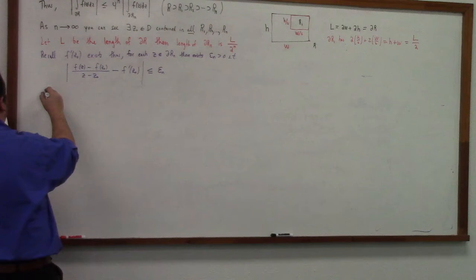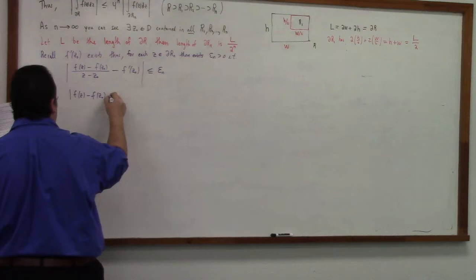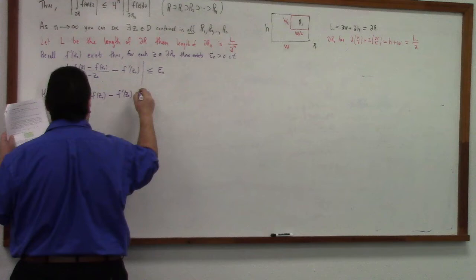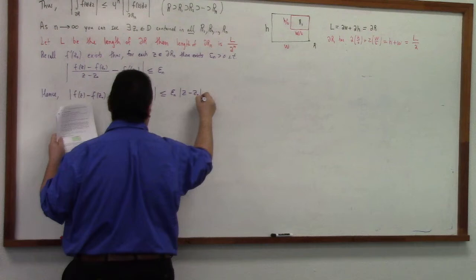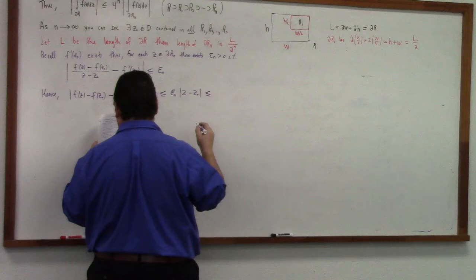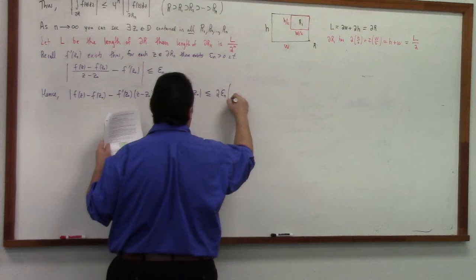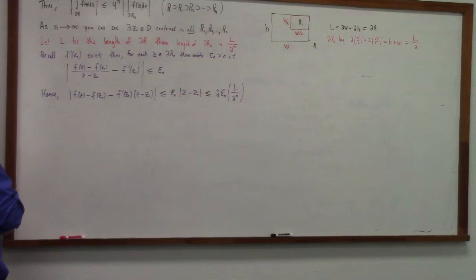Hence, the modulus of f of z minus f of z naught minus f prime of z naught times z minus z naught, all right, is less than or equal to epsilon n times the modulus of z minus z naught. And I say that that is less than or equal to, I'm very generous here, 2 epsilon n times l over 2 to the n. The last inequality is very generous, since z naught and z in Rn surely implies that they're closer than the perimeter l over 2 to the n apart.